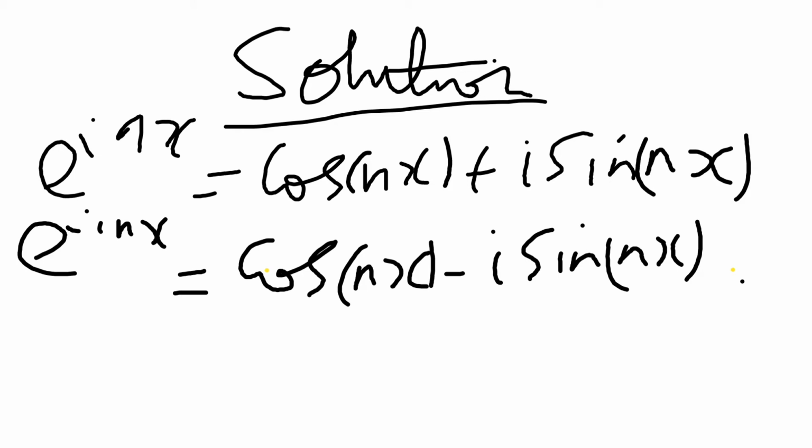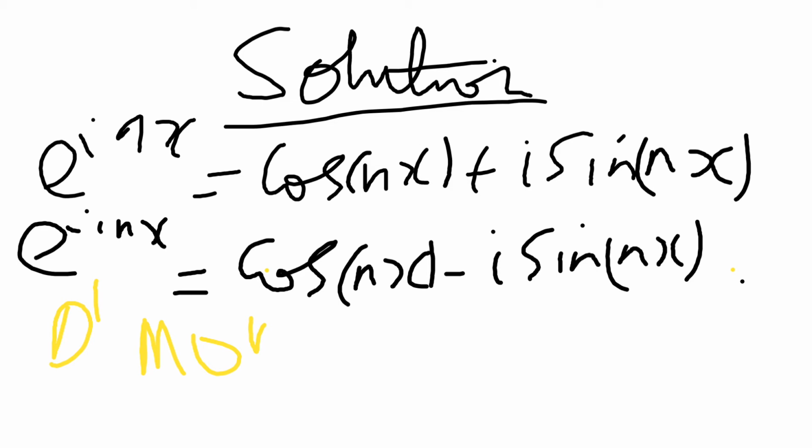Now recall that exponential i(nx) is equal to cos nx plus i sin nx, De Moivre's theorem. So if you're having any problem with this, just recall your De Moivre's theorem. Okay.